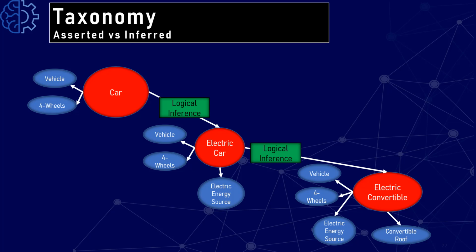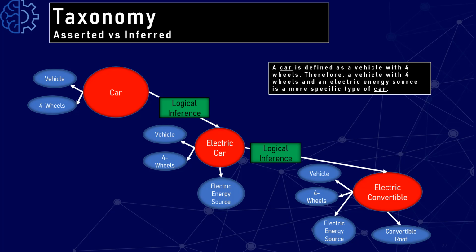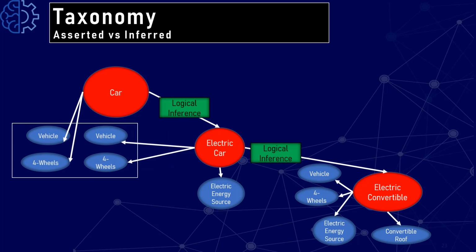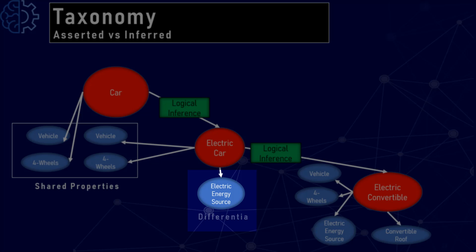Shown here is how a car, an electric car, and an electric convertible could be classified this way. A car is defined as a vehicle with four wheels. Therefore, a vehicle with four wheels and an electric energy source is a more specific type of car. The properties of vehicle and four wheels are shared, while electric energy source is what's called the differentia.